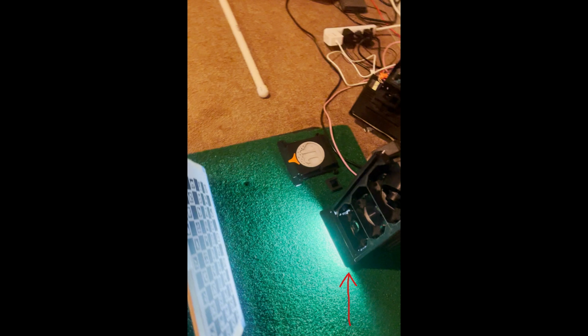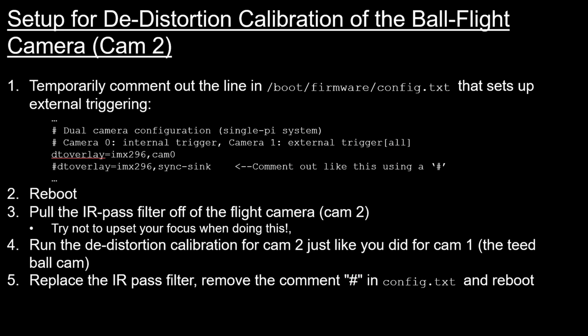And also, and this is important, we don't have camera 2 synchronicity with the infrared strobe lights or the external shutter in the de-distortion process yet. So if you're de-distorting camera 2, we are going to have to temporarily turn off the external triggering and remove the filter, the infrared filter. So to do this, first thing, let's turn off the external triggering.